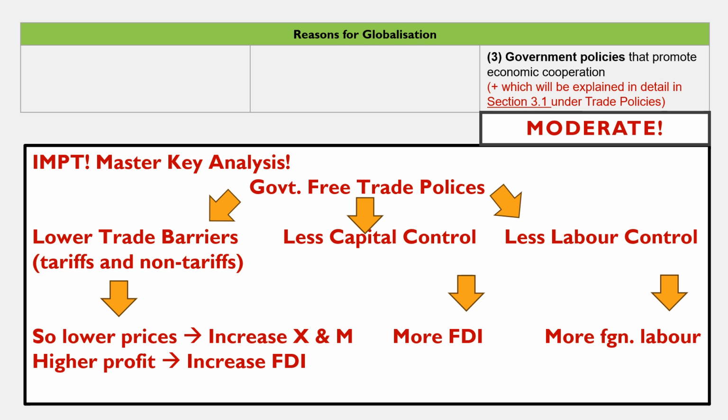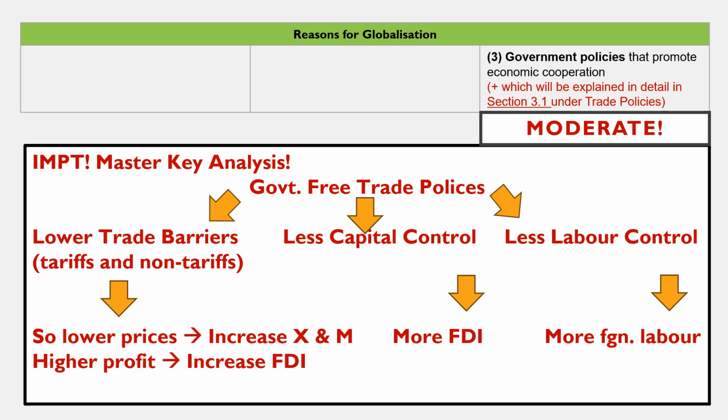There are three areas that these free trade policies aim to do. First is lower trade barriers. Trade barriers can be tariff and non-tariff trade barriers. So as you lower trade barriers, it will help to lower the prices of exports and imports and hence promote the sales of exports and imports. At the same time, it can generate higher profit for firms, and that incentivizes firms to invest globally, hence increasing foreign direct investments.